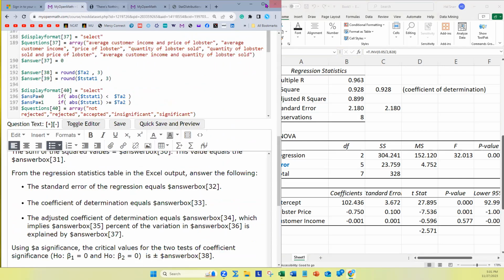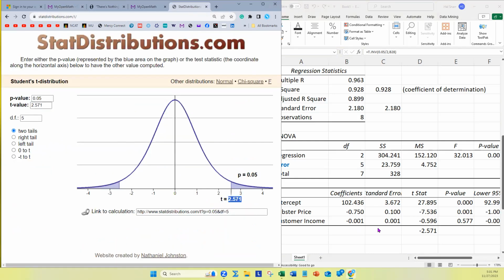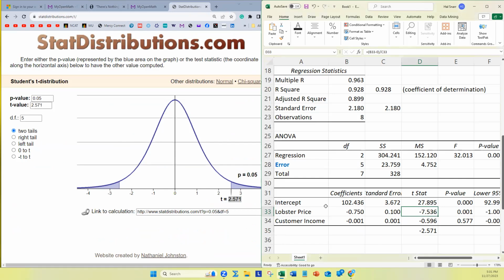Now, this is a 5% significance test, right? If my test statistic is out here, or my test statistic is out here, then I say the difference between my estimated coefficient, in my case negative 0.750, and 0 is significant, right? Why do I say that? Because the test statistic is under the blue area, and the blue area is called significance.